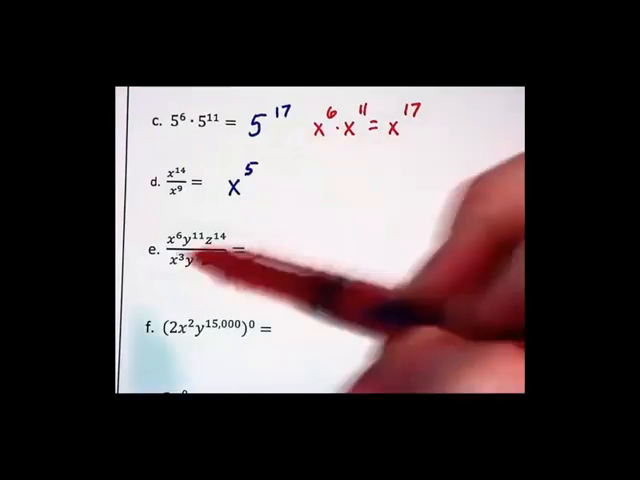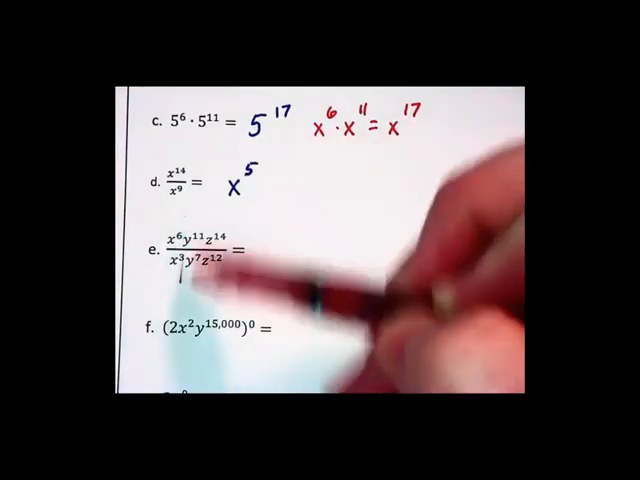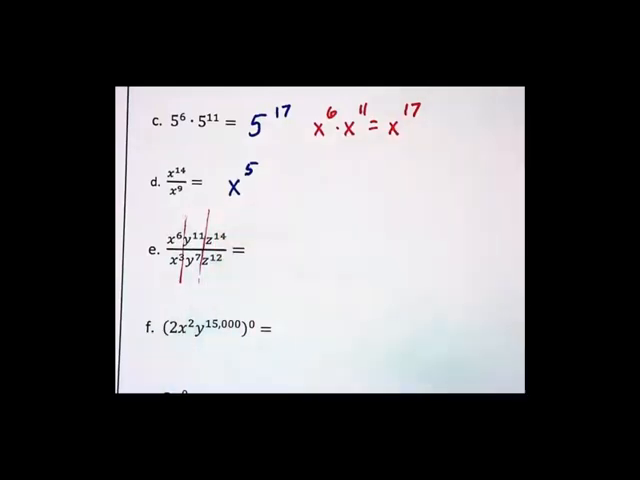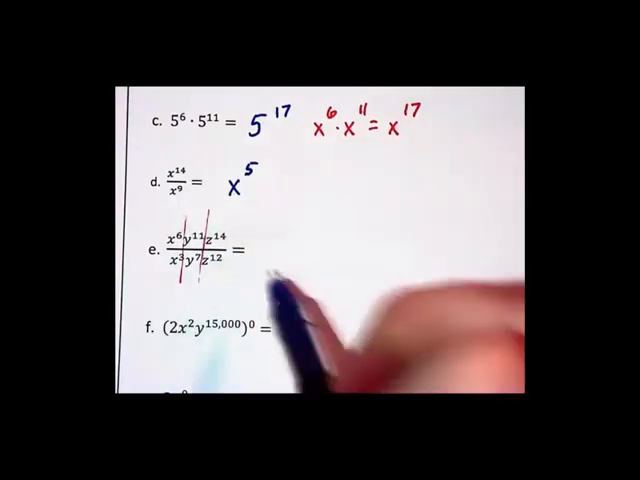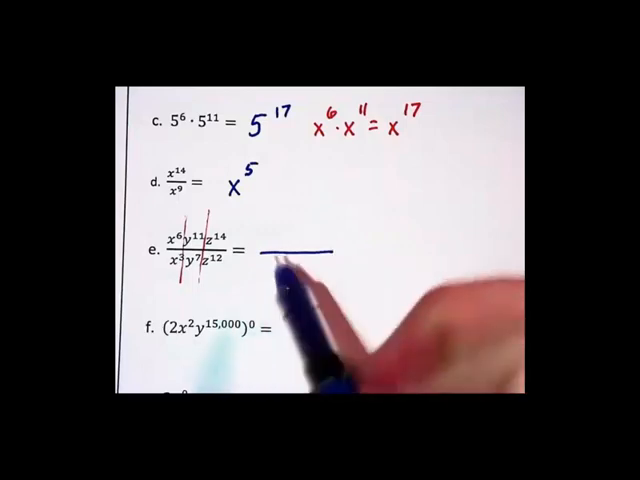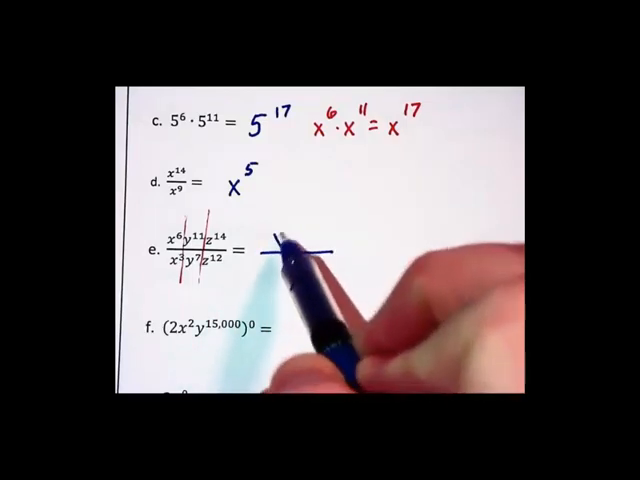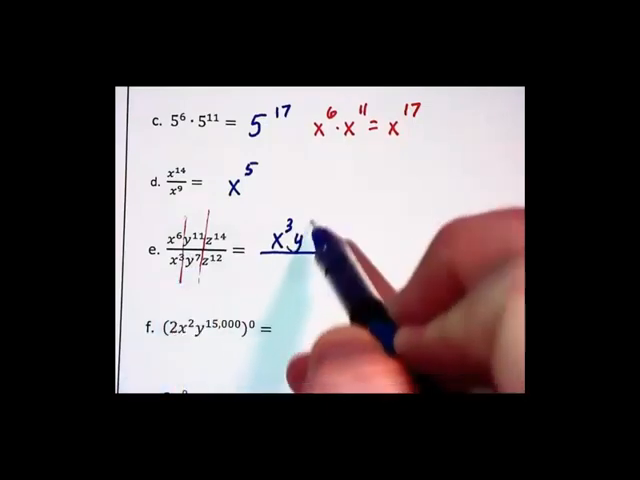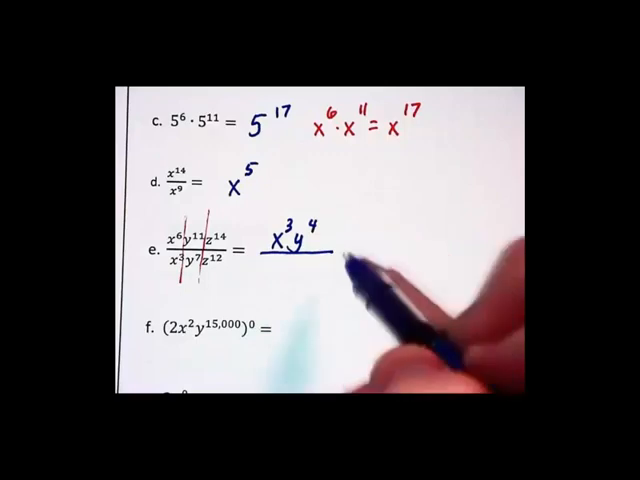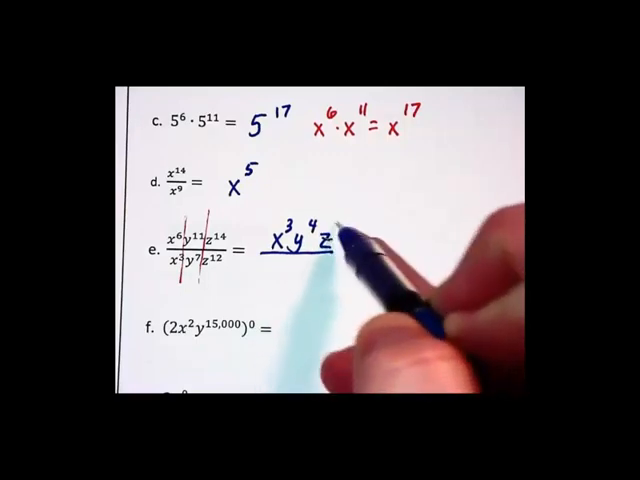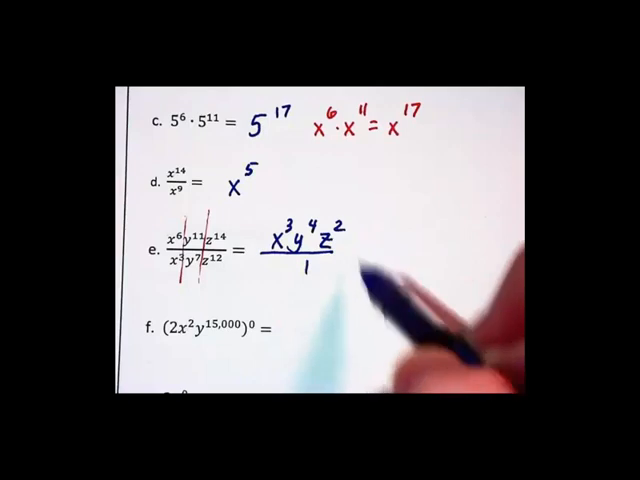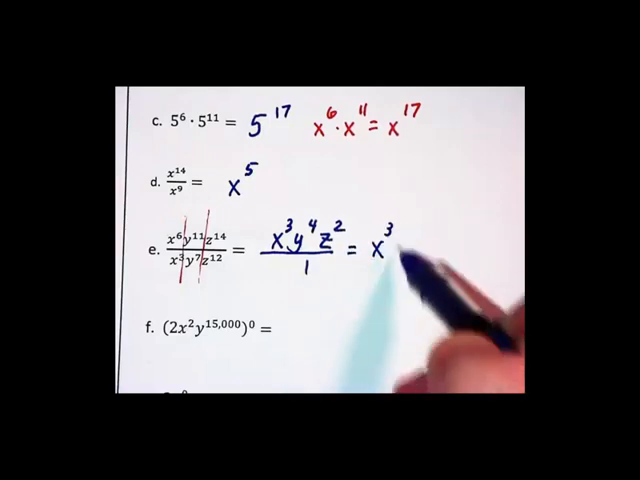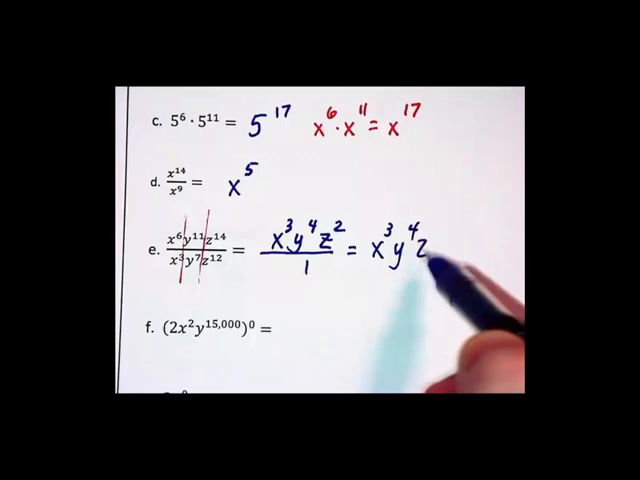In problem E, we're going to split this into several problems and work on one variable at a time. When we look at the x's, we see that there are more x's up in the numerator, and 6 minus 3 is 3. It's top-heavy by 3, I'd say. With the y's, y to the 11th over y to the 7th, there are 4 extras upstairs. We have y to the 4th. And with the z's, there's also z to the 2nd, 2 extras upstairs. I really don't need that over 1 anymore. I can just write that as x cubed, y to the 4th, times z squared.